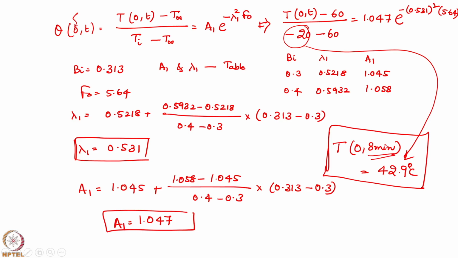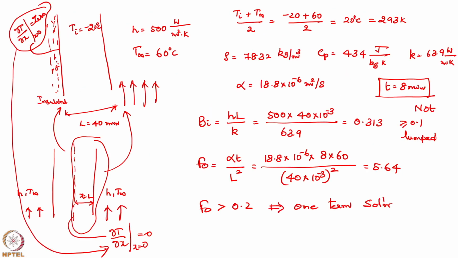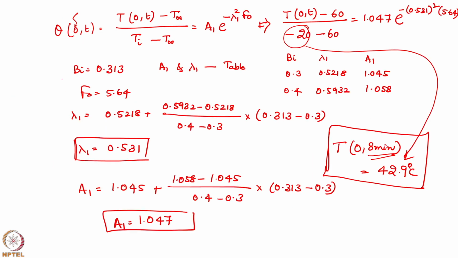At x equal to 0, that is at the insulated condition, you are getting 42.9 degrees Celsius. So in the next class, we shall continue this problem and solve the rest, that is the heat transfer rate and the energy stored. Thank you.